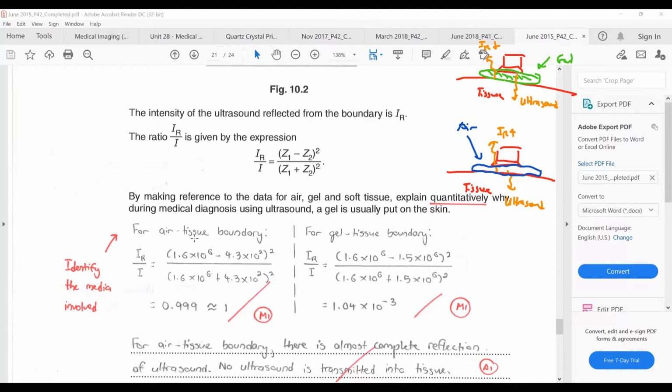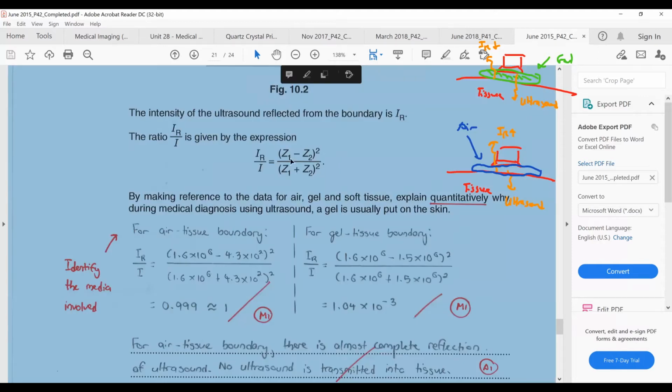Now when it comes to using this one, the ones that I wrote here was Z2 minus Z1 square, then Z2 plus Z1 square, right? Here they wrote Z1 minus Z2 square, Z1 plus Z2 square. It doesn't really matter the ordering, okay? It doesn't matter.